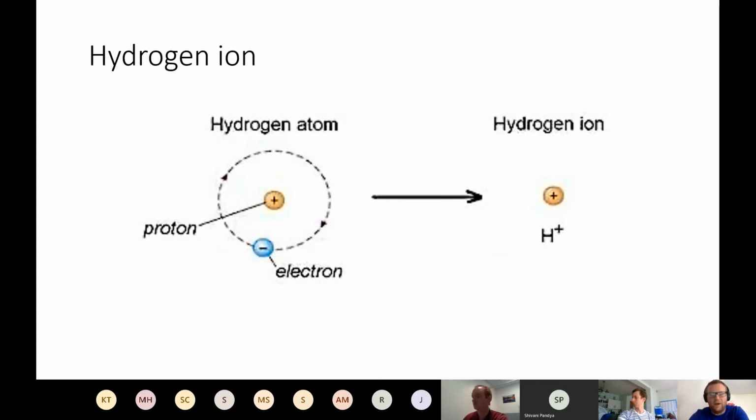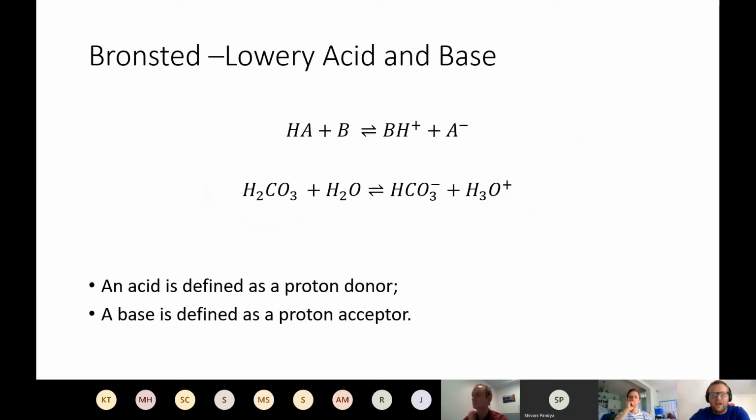So it's all about the hydrogen ion. A hydrogen ion is a hydrogen atom that has lost its outer electron, so essentially what it leaves is just a proton, and that's sometimes why hydrogen ions are referred to as protons. The definition of an acid and base, as per Bronsted and Lowry, is that an acid is defined as a proton donor, whereas a base is defined as a proton acceptor.